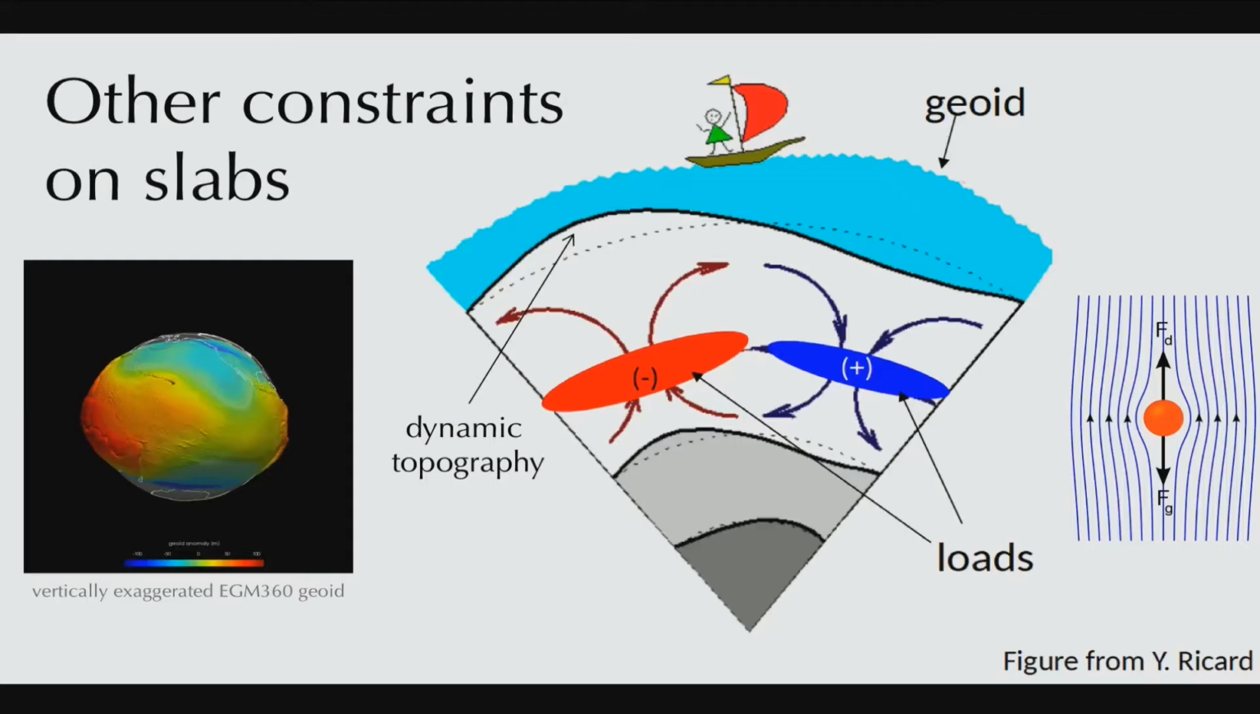So other constraints. Right? We already know that these forward models based on slabs and plate velocities are not giving us the whole solution. Another thing to look at is the geoid. A geoid is the equipotential surface of the Earth, coincident with the level of the ocean at rest. And we can distinguish it from dynamic topography, which is the reflection of the surface, the top part of the mantle and the core mantle boundary due to internal loads.